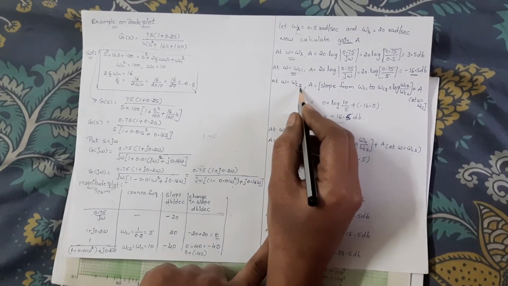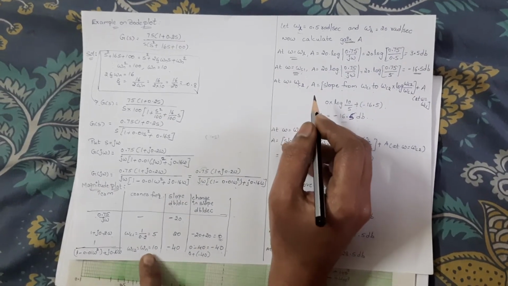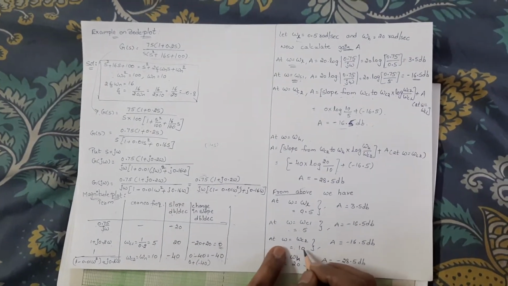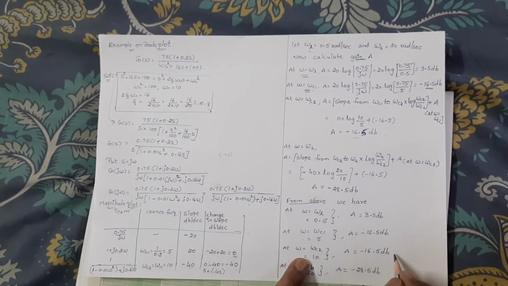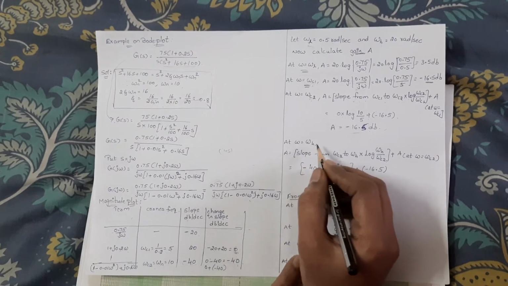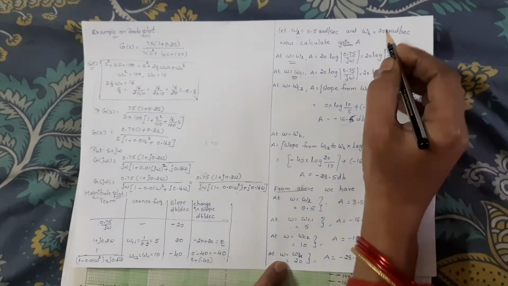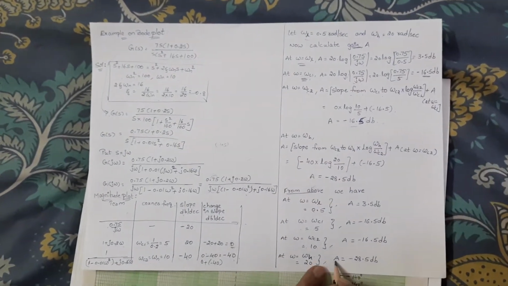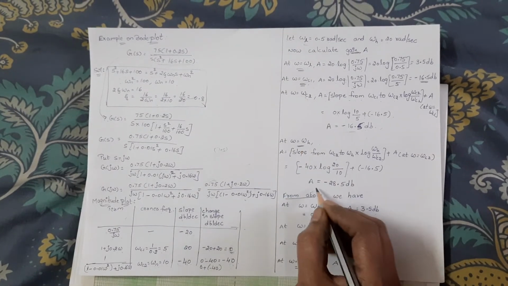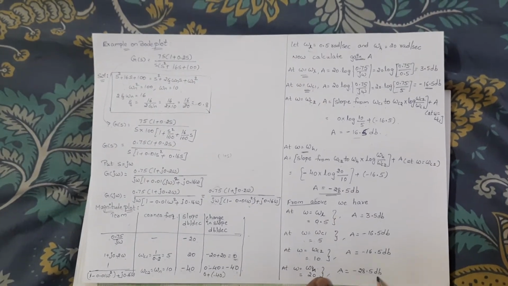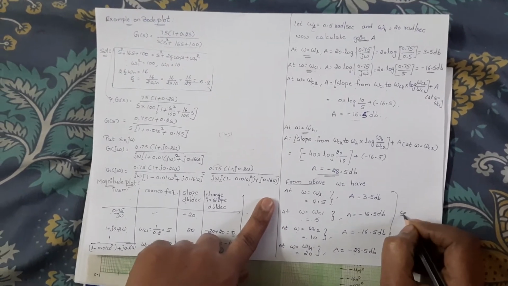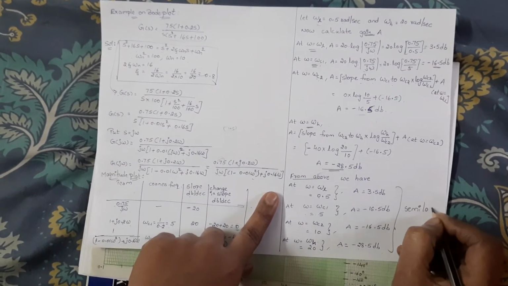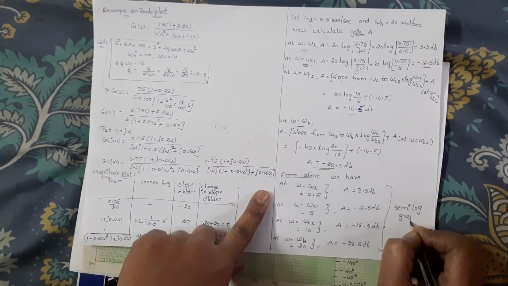At omega is equal to omega C2, what is omega C2? 10. So omega C2 is 10. At omega C2, what is gain? Minus 16.5 dB. At omega is equal to omega h, what omega h we considered? 20. So at 20, what is gain we got? At omega h, we got the gain as minus 28.5 dB. Now we should plot this on a semi-log graph. Bode plots on semi-log graph sheet.